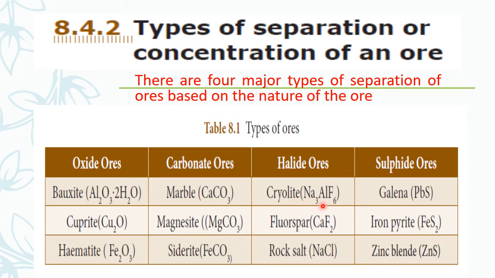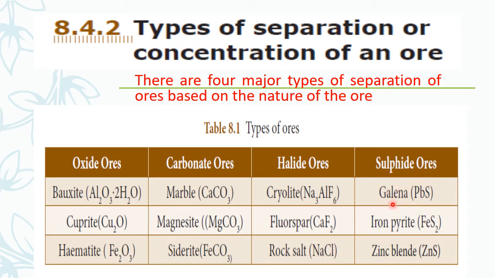Third, halide ores. Cryolite, Na3AlF6. Fluorspar, formula CaF2. Next, halide ore, rock salt. Formula NaCl.